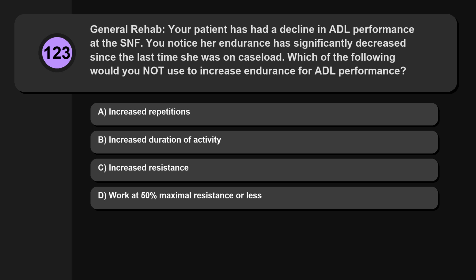Question 123. General rehab. Your patient has had a decline in ADL performance at the SNF. You notice her endurance has significantly decreased since the last time she was on caseload. Which of the following would you not use to increase endurance for ADL performance?